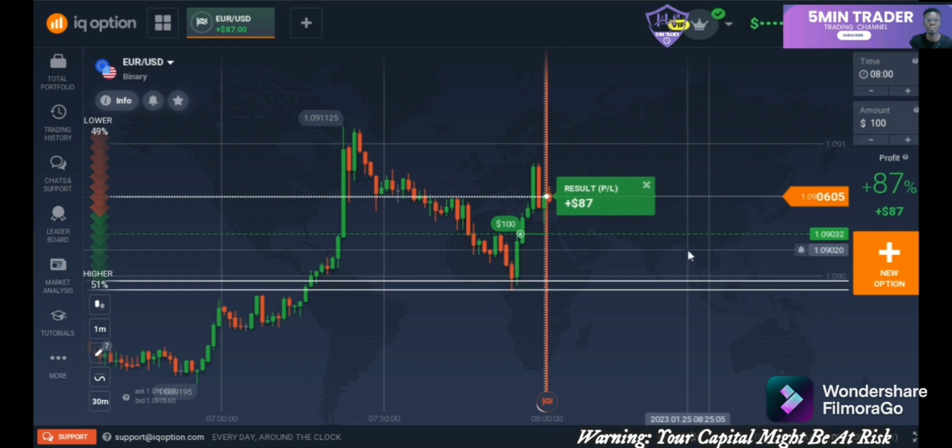So guys, we have won this trade easily. Now let me explain to you why I took this trade. When I opened this chart, the market was retracing. It was somewhere around here.